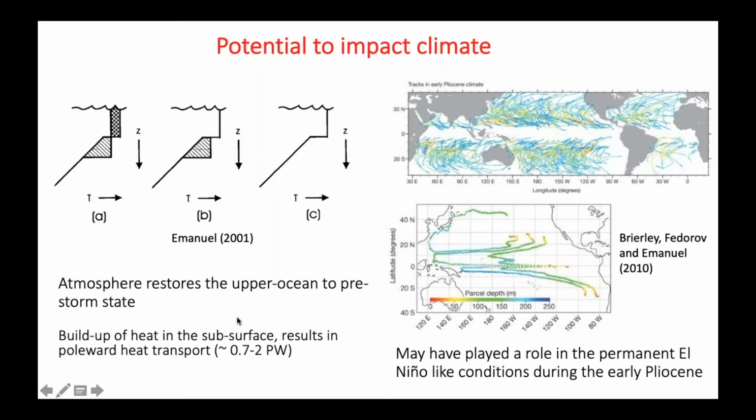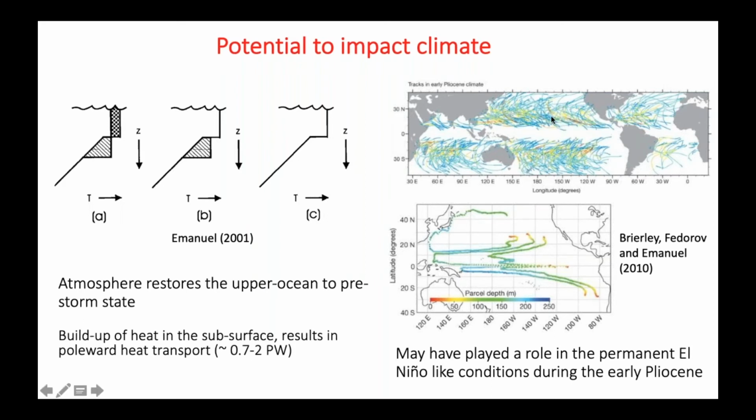Some studies have estimated this to be as much as 0.7 to 2 petawatts. So this is a significant fraction of the oceanic poleward heat transport in the tropics. And there are also some studies showing that tropical cyclones, or hurricanes, can lead to permanent El Nino-like conditions during the early Pliocene. The way this happens is, during this period, the early Pliocene, there was much more tropical cyclone or hurricane activity than what is observed in today's climate.